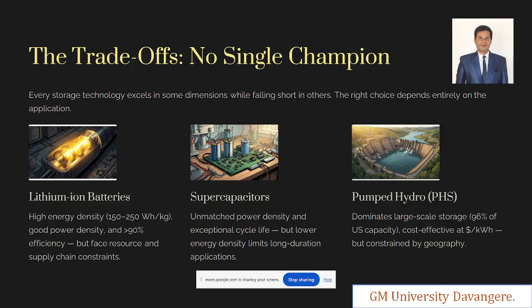So these are mostly the business things, where we look at the batteries for storage, the energy storage technologies. We will talk about them in various dimensions.